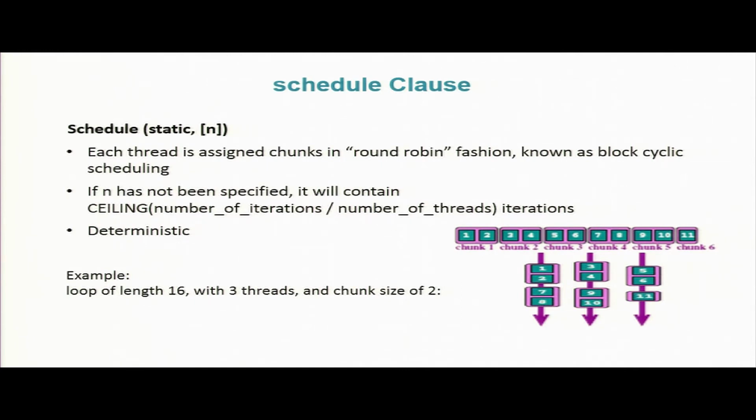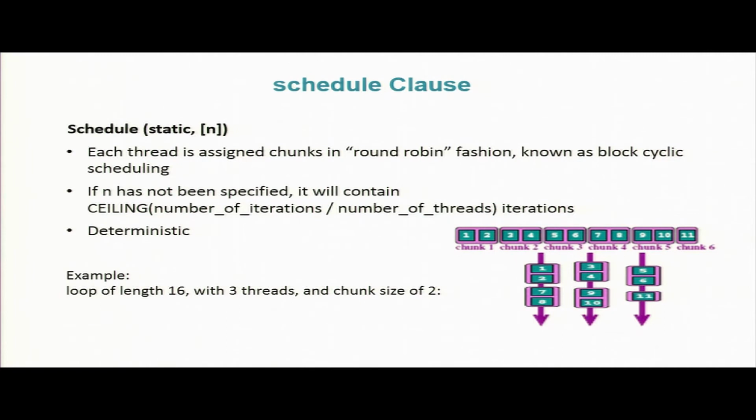Generally, when n is not specified, it comes to the ceiling of the number of iterations divided by the number of threads. If we have n specified, then the first n iterations would go to rank 0, the next n iterations to rank 1, and so on. It would happen again in a round robin fashion. That means block cycling.